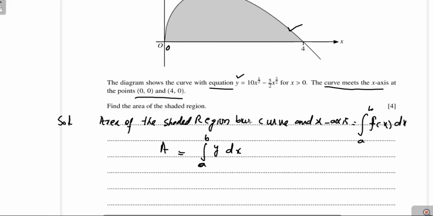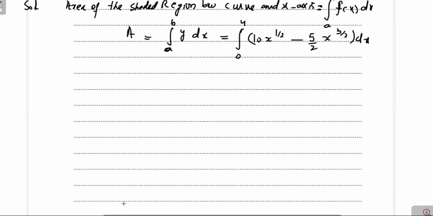The area of shaded region between curve and x-axis, the formula is integral from A to B of f of x dx. We can write it as integral from A to B of y dx. And you see here A and B are the points where the curve intersects the x-axis. The curve intersects the x-axis at x equal to 0 and x equal to 4. Therefore, we write it as 0 to 4. And you see here y is 10x power 1 over 2 minus 5 over 2 into x power 3 over 2 into dx. And now we take the integration of this equation of the curve.